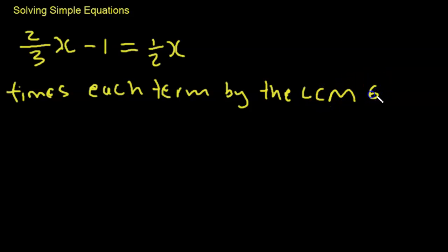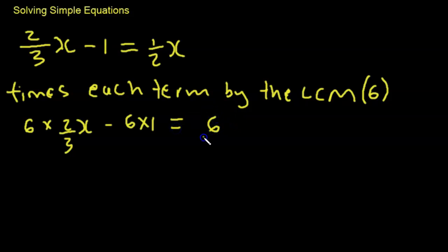In this particular case, it's 6. So multiply each term by 6. So 6 times 2/3 x. 6 times 1. So each term. And then 6 times half x. So 6 times each term, because the LCM is 6.